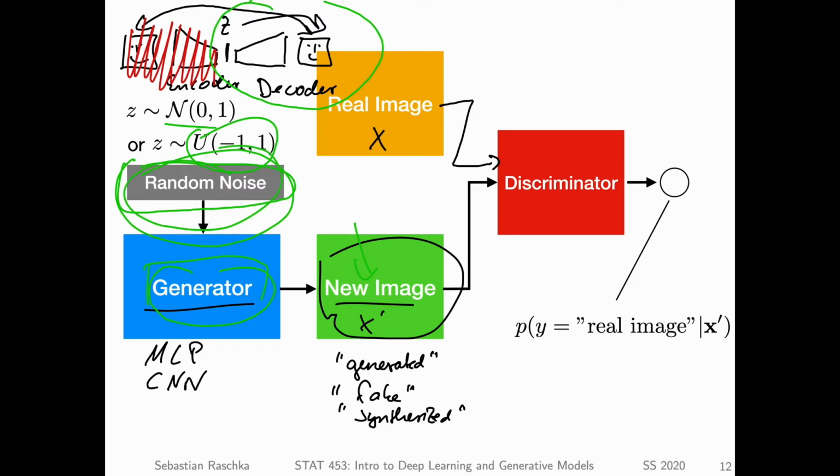And then the new image here goes into the discriminator, and the discriminator has to tell whether it's real or fake. So the discriminator is trying to learn what makes a real image different from a generated image. And the generator learns how to produce images that can fool the discriminator. So the generator wants the discriminator to make a wrong prediction, and the discriminator wants to make a correct prediction. So there's some adversarial game going on here.